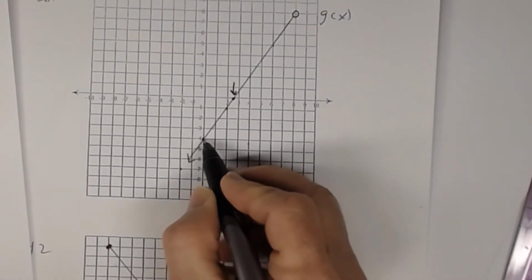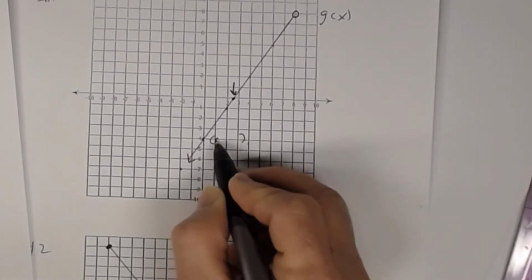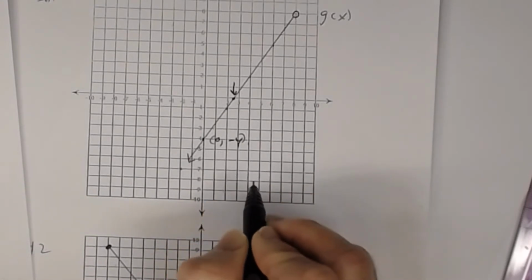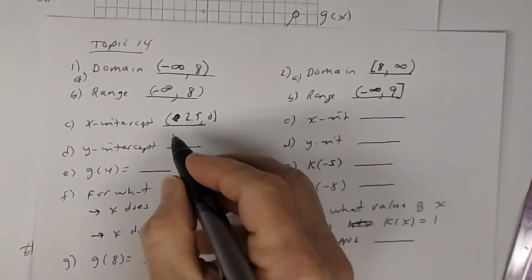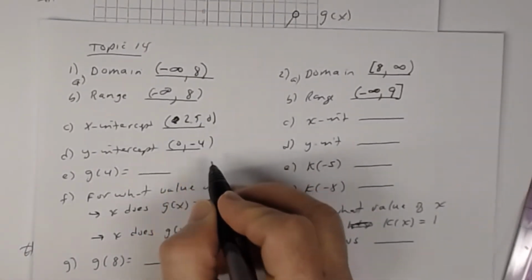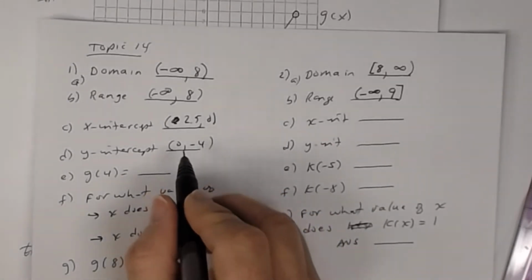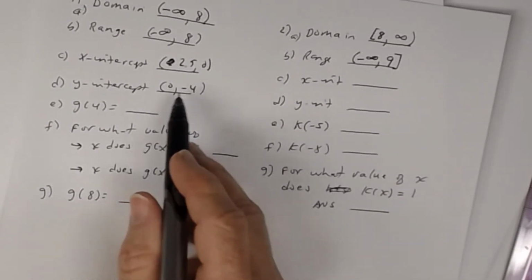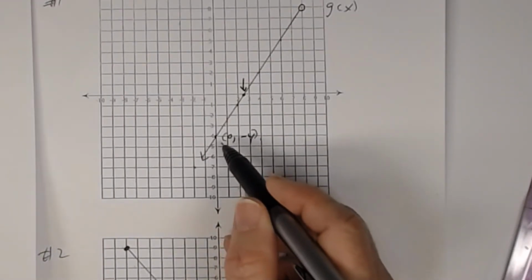Okay, now the y-intercept. The y-intercept is here. That's where the graph crosses the y-axis. That's negative 4. So your y-intercept is 0, negative 4. It does say an ordered pair, so make sure you write it correctly. Don't put negative 4, 0, because negative 4, 0 is on the x-axis. 0, negative 4 is on the y-axis.